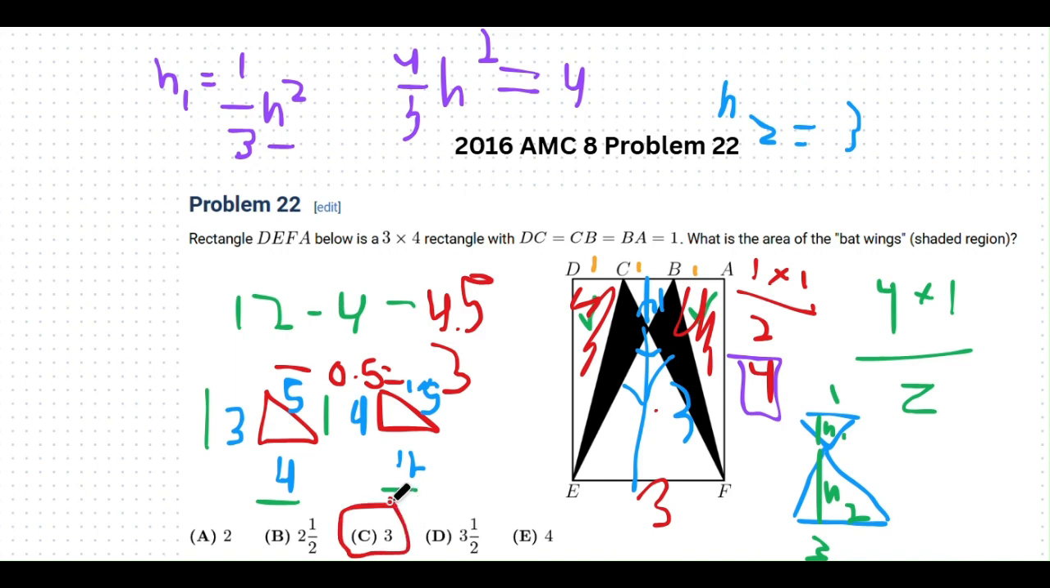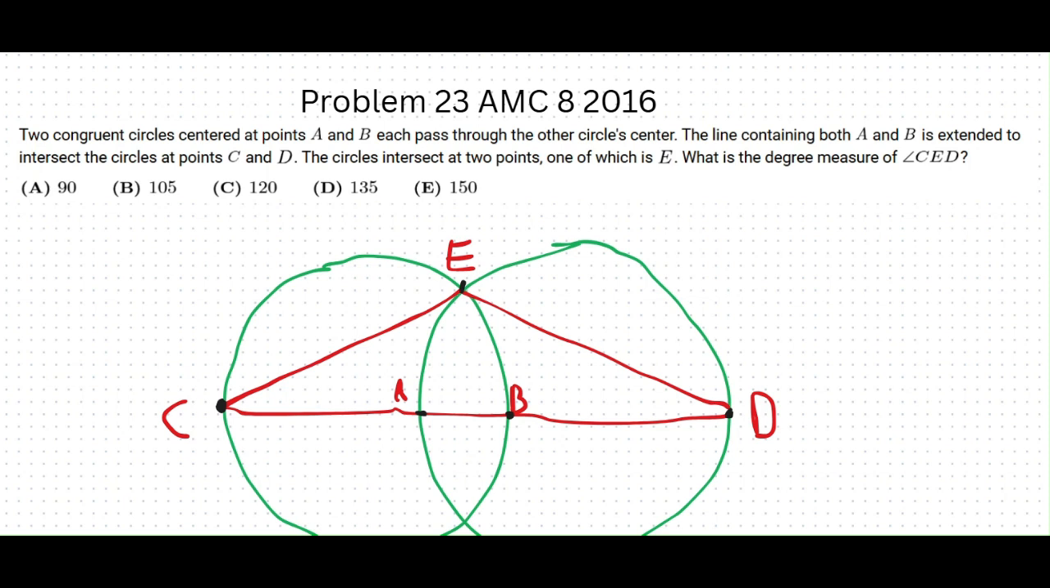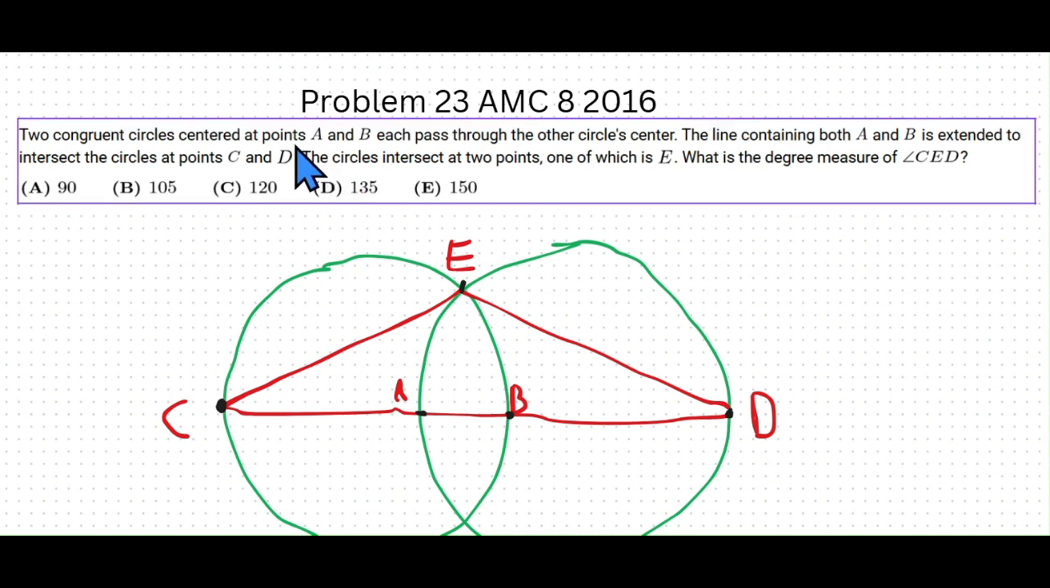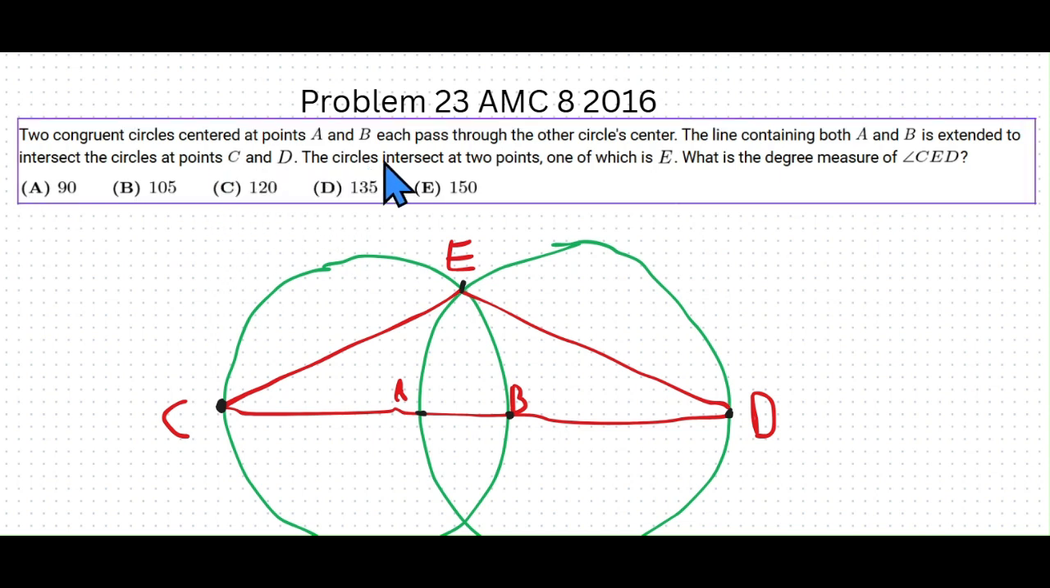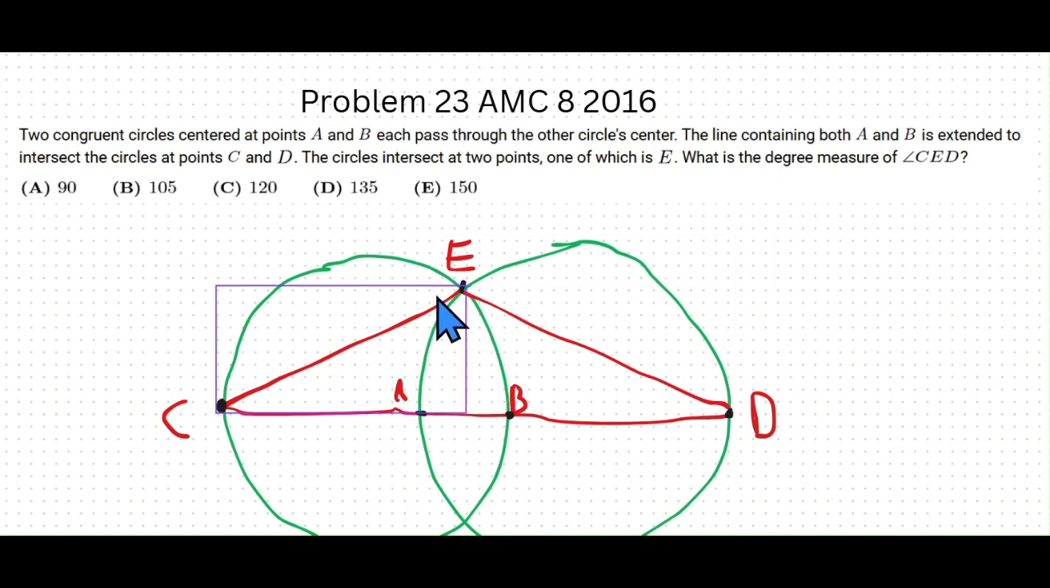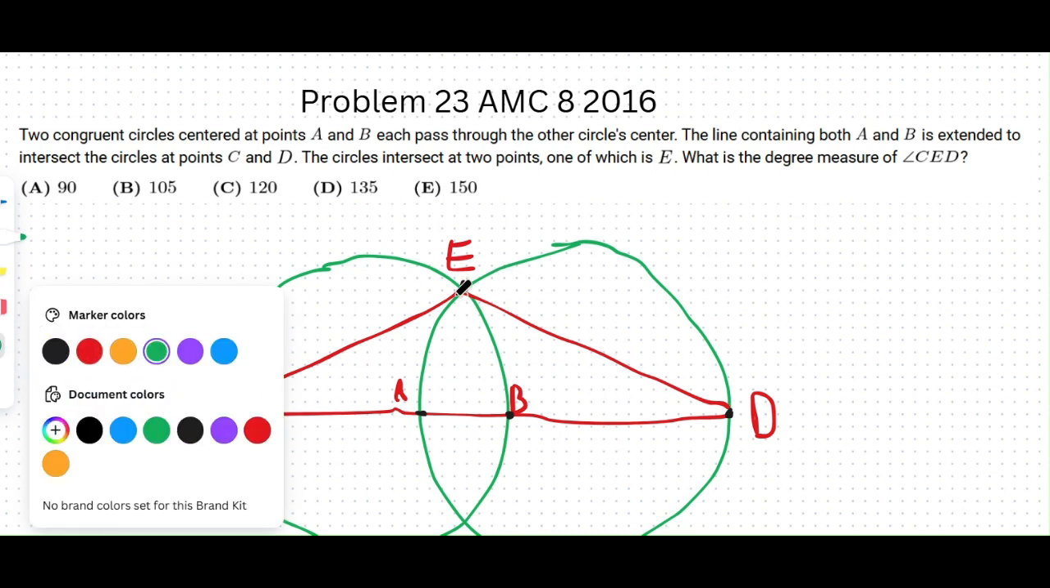Now we're going to move on to the next problem. Our second problem of the day is this. I've already gone through and drew on this. Two congruent circles centered at points A and B each pass through each other's center. The line containing both A and B is extended to intersect the circles at points C and D. The circles intersect at 2 points, one of which is E. What is the measure of angle CED? So the question is asking us to find not the area, but the angle of this.